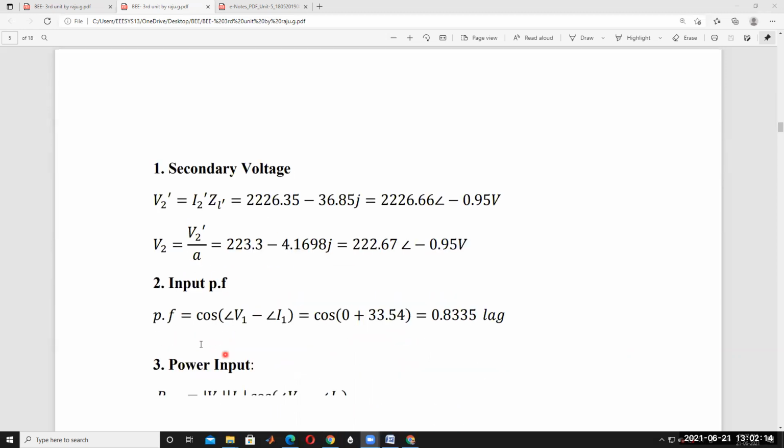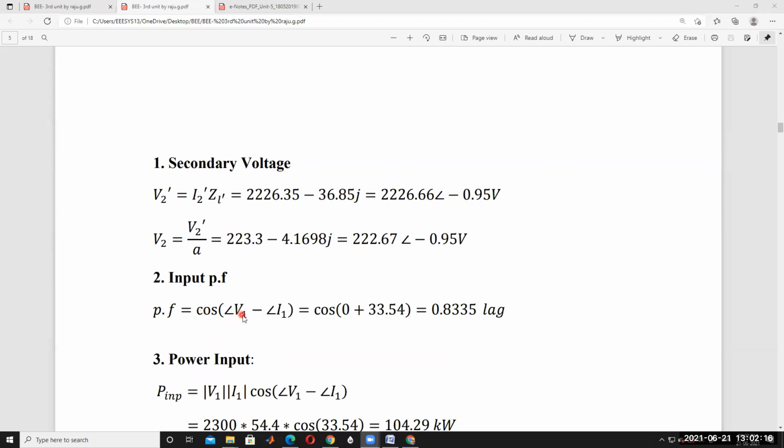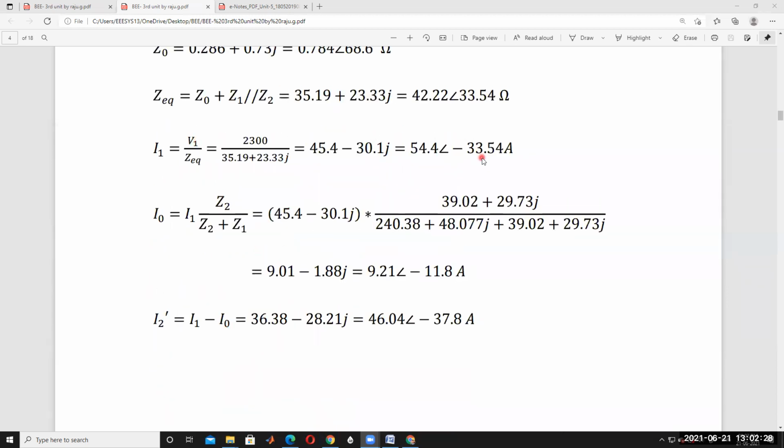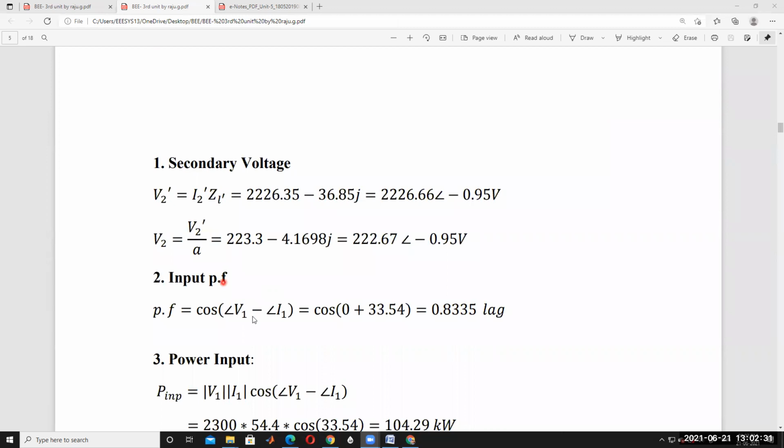Input power factor is the cosine of the angle between voltage and current, V1 and I1. V1, the primary side voltage, is 2300 at an angle of 0. Current I1 is 33.54, negative angle. So we will get 0.8335 lagging. The input power factor is 0.8335 lag.